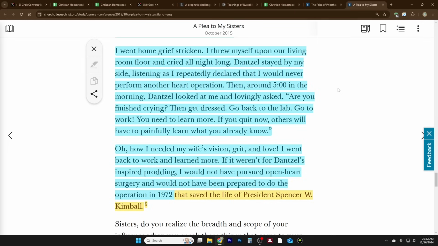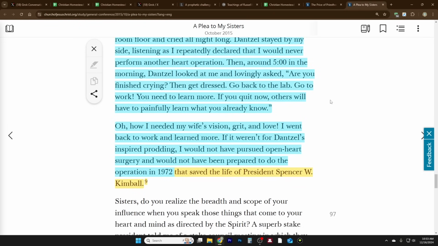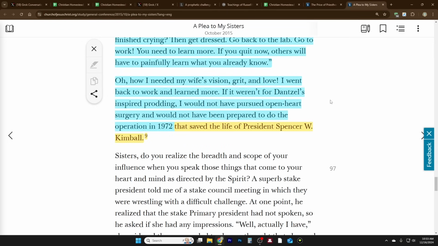Then, around 5 o'clock in the morning, Dancel looked at me and lovingly asked, "Are you finished crying? Then get dressed, go back to the lab, go to work. You need to learn more. If you quit now, others will have to painfully learn what you already know." Oh, how I needed my wife's vision, grit, and love. I went back to work and learned more.